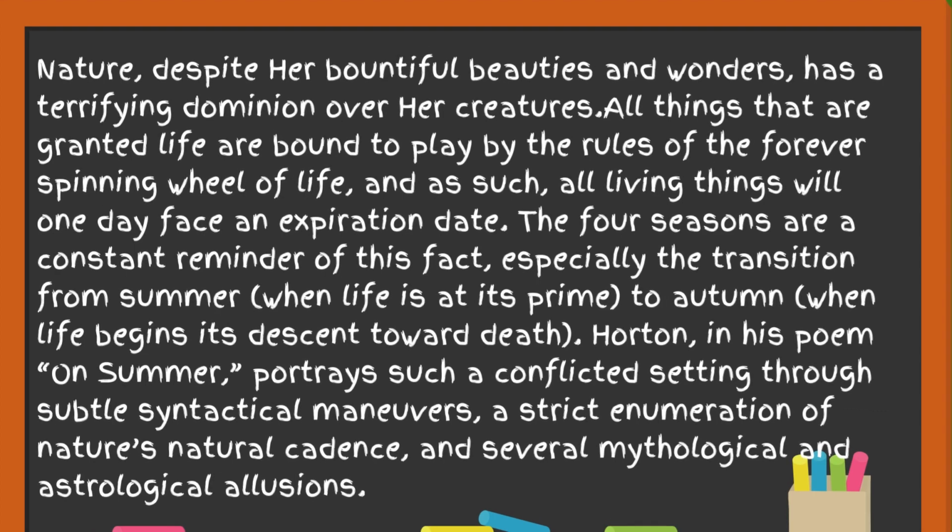Nature, despite her bountiful beauties and wonders, has a terrifying dominion over her creatures. All things that are granted life are bound to play by the rules of the forever spinning wheel of life, and as such, all living things will one day face an expiration date. The four seasons are a constant reminder of this fact, especially the transition from summer, when life is at its prime, to autumn, when life begins its descent toward death. Horton, in his poem On Summer, portrays such a conflicted setting through subtle syntactical maneuvers, a strict enumeration of nature's natural cadence, and several mythological and astrological allusions.